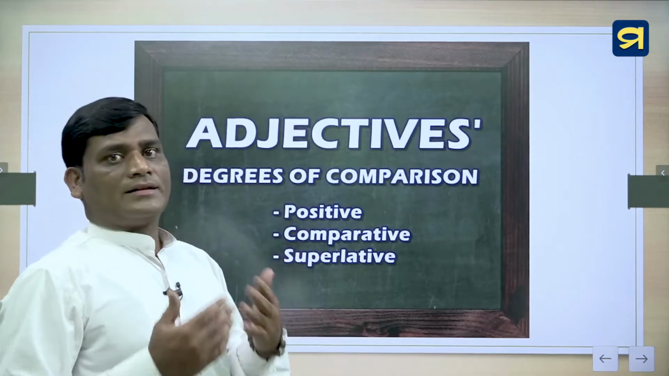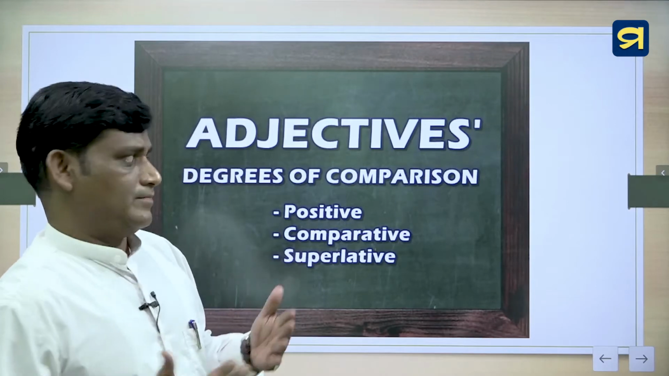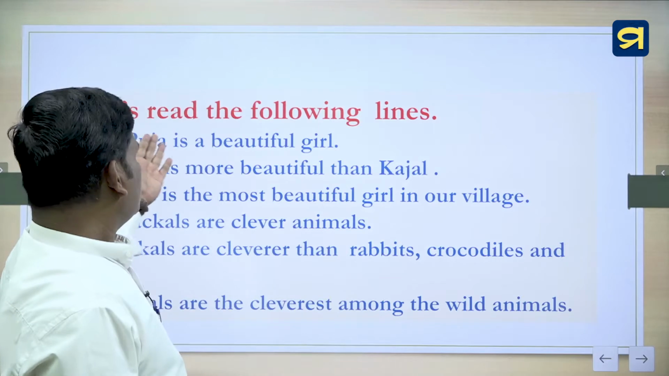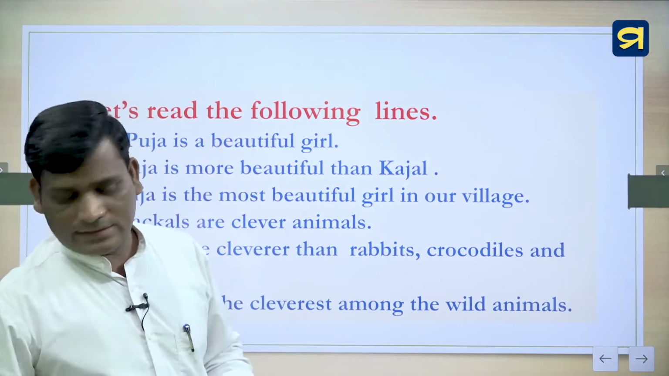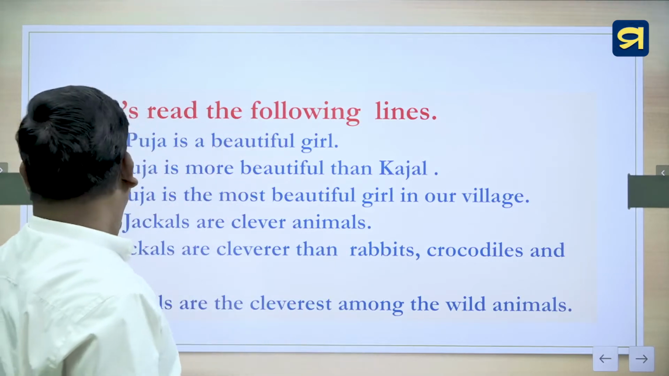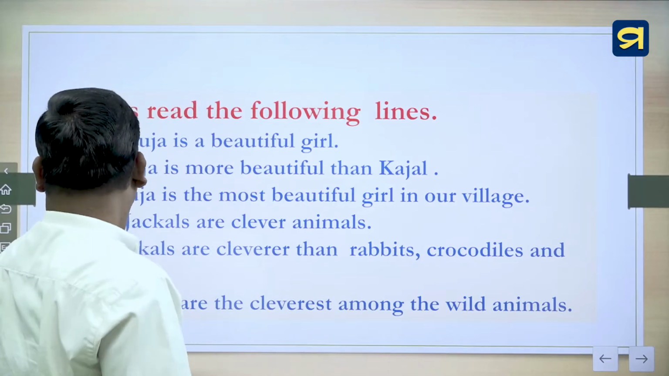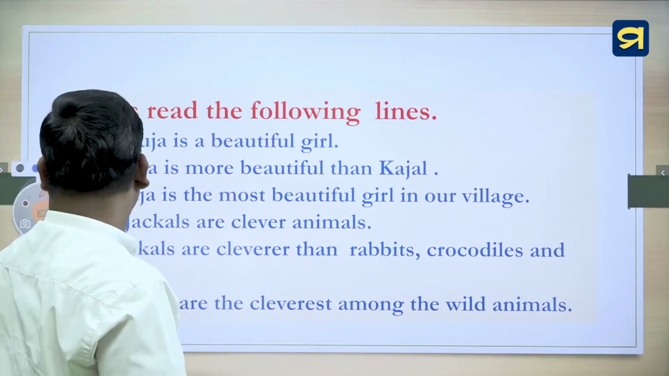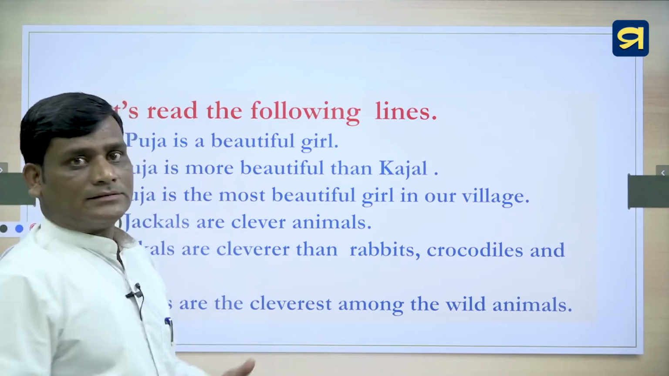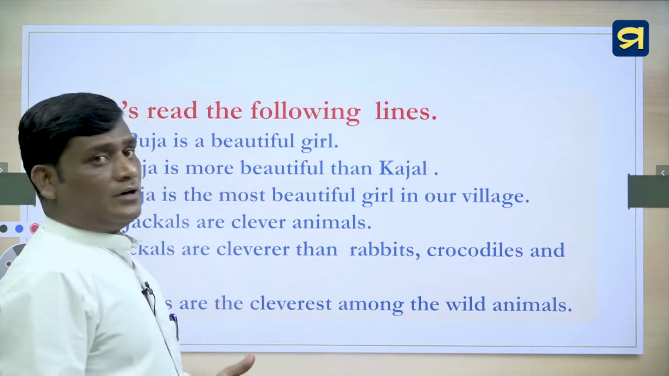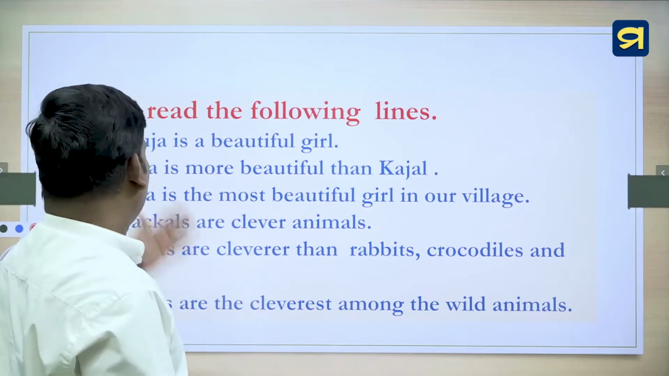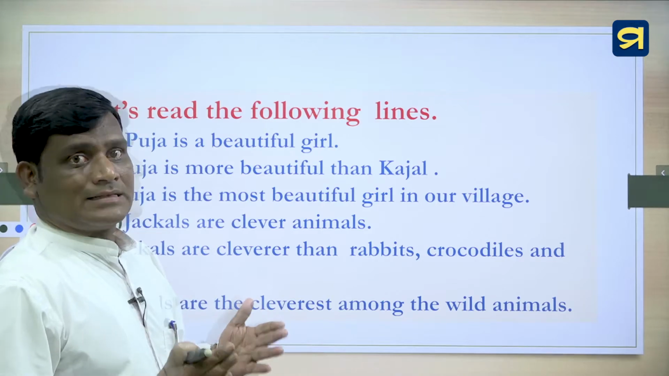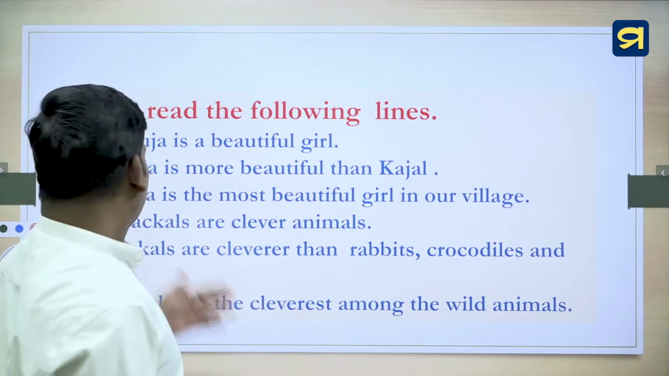Now we will understand clearly through the examples. Look at these examples. Let's read the following lines. What is written here? Look at here. 1. Pooja is a beautiful girl. Pooja here is girl, and beautiful is an adjective. Here Pooja is a single person and beautiful is her quality.